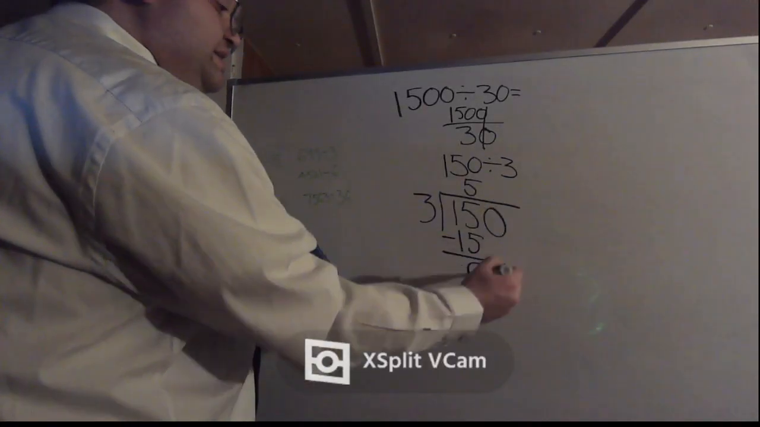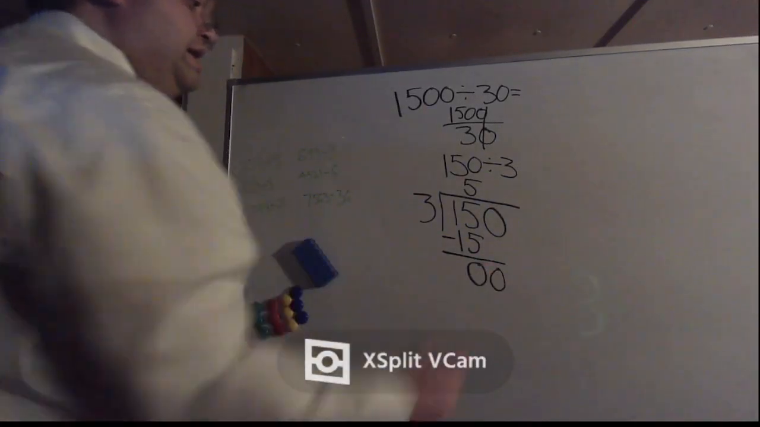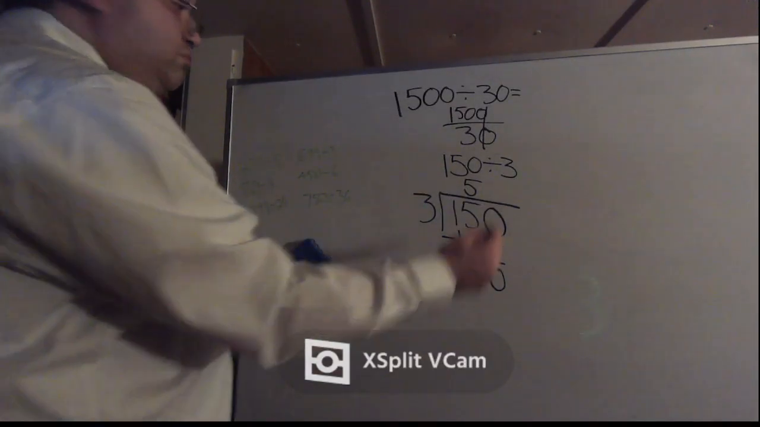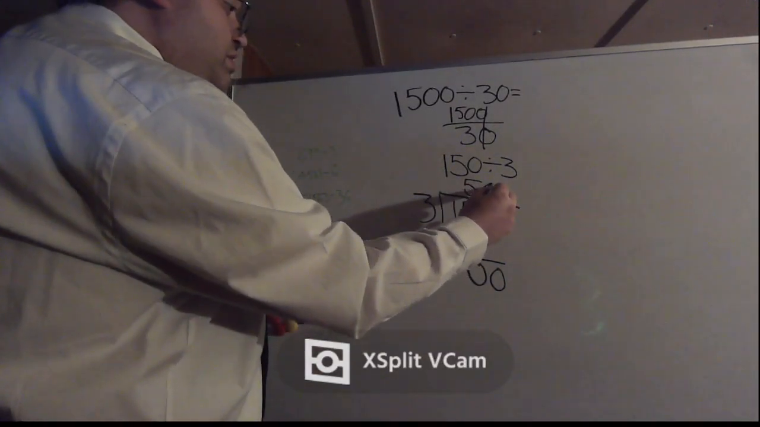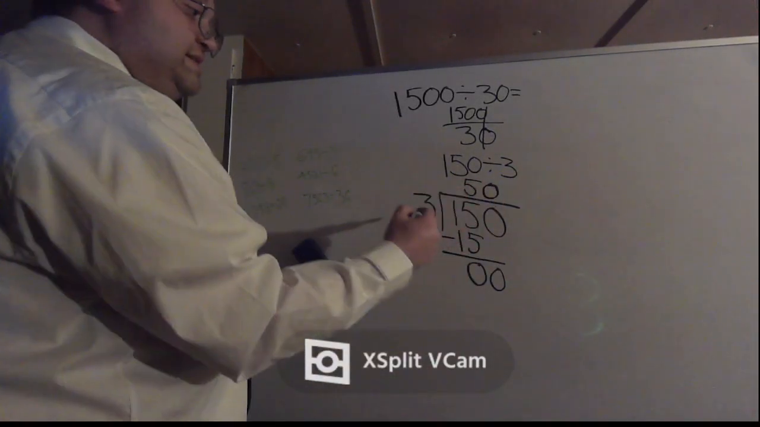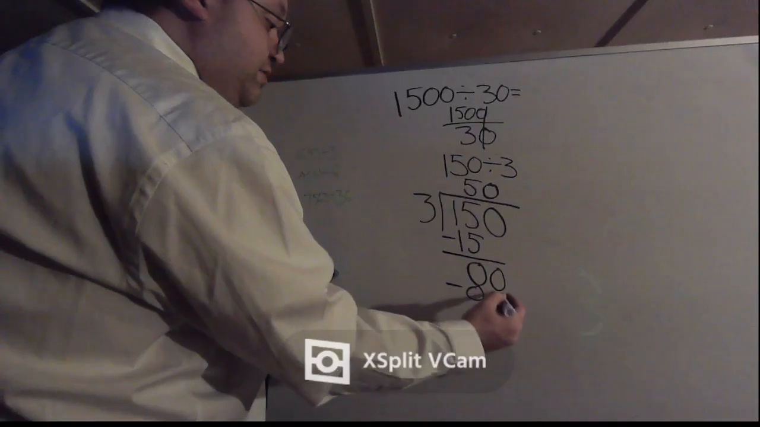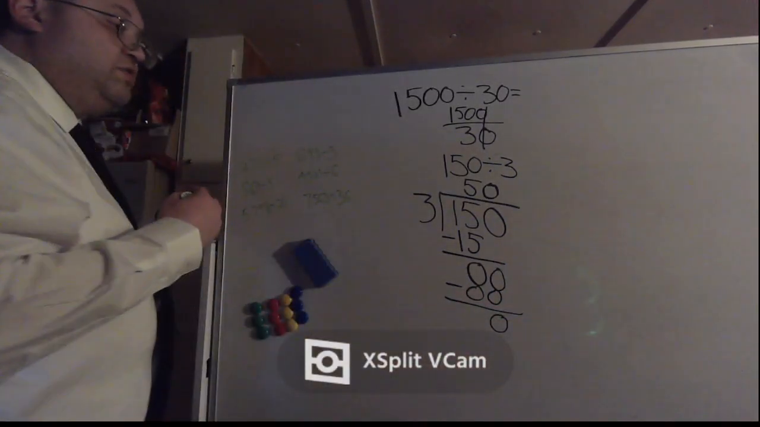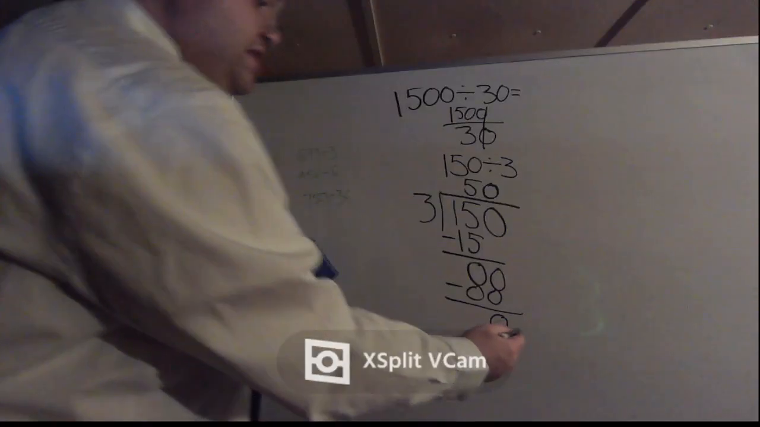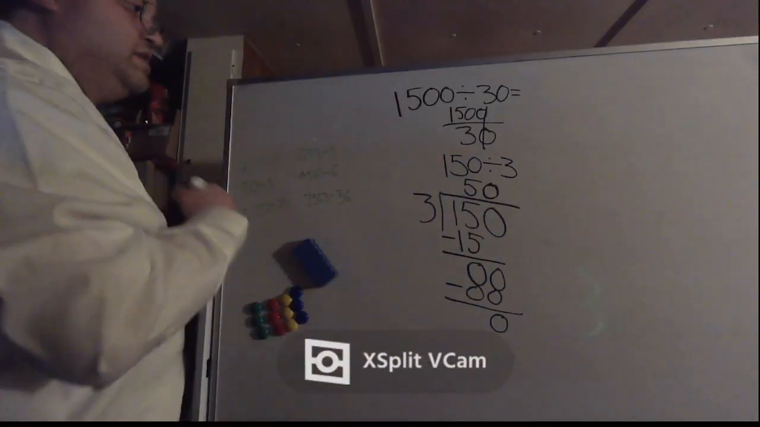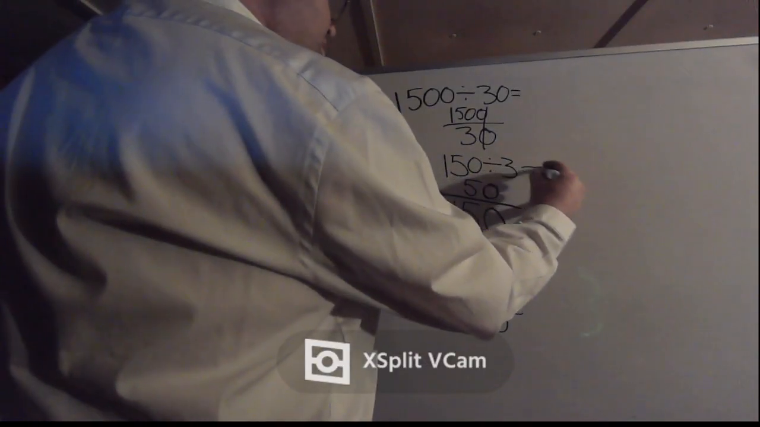You'll bring down that 0, and 3 times what equals 0? Well, 0. 3 times 0 equals 0. Multiply that 0 by 3, you'll get 0. Subtract 0 from 0, it's 0. So you know it goes in evenly. If you have nothing left over, no remainder, that means it goes evenly into it. So the answer to this problem is 50.